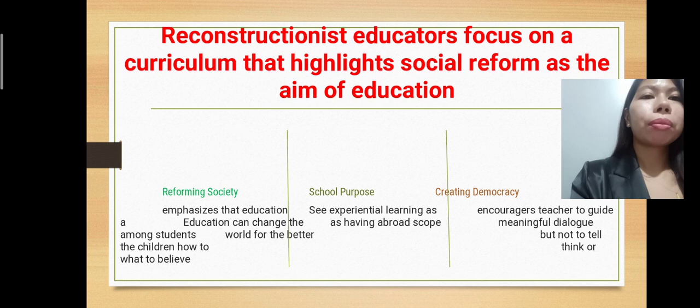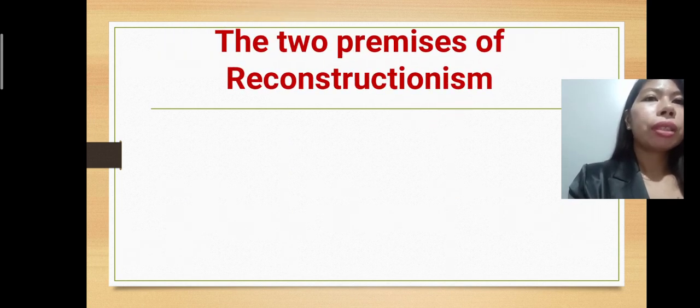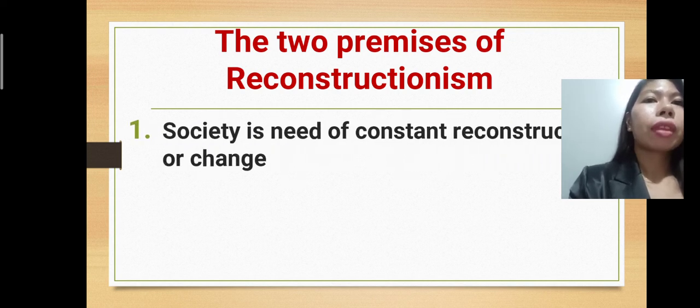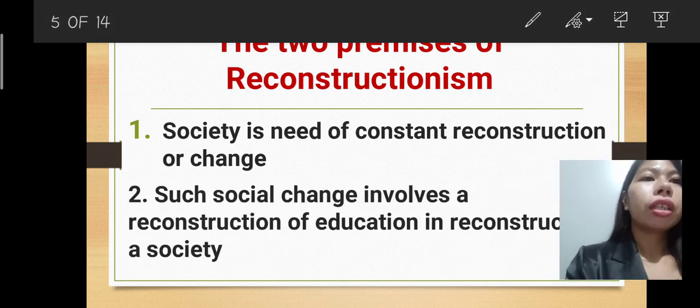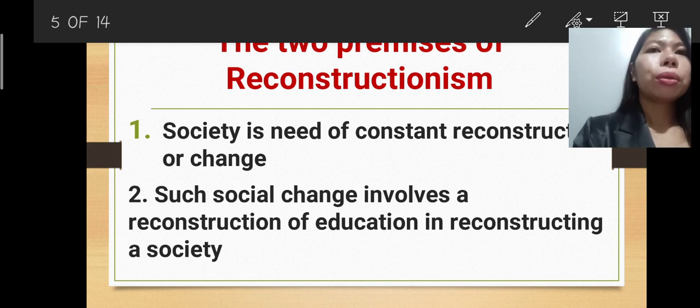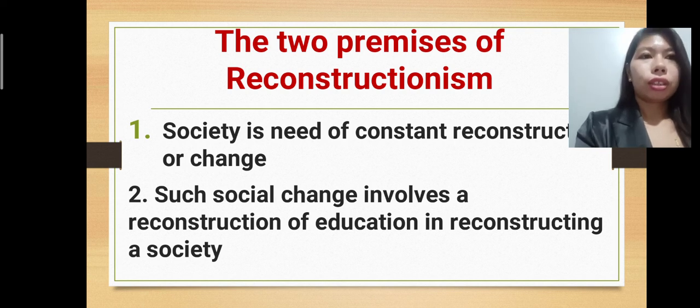We have here reforming society, which emphasizes that education among students, the children, teaches how to believe. We have also the school's purpose in creating democracy. The two premises of Reconstructionism: society is in need of constant reconstruction or change, and social change involves a reconstruction of education in constructing a society.